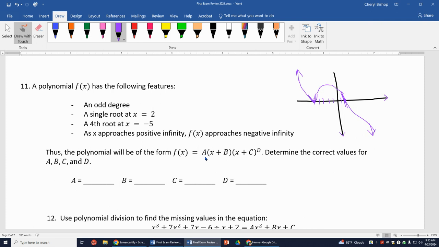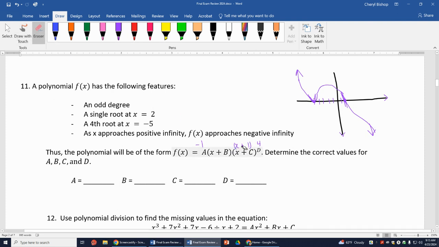Since my graph is going downhill, I know it must have a negative coefficient. I don't know exactly what the coefficient might be without more information, so I'm just going to go with a negative 1. Without more information, I just know this is negative. My fourth root is the one going through at negative 5, so that means it's really x plus 5 raised to the fourth power.